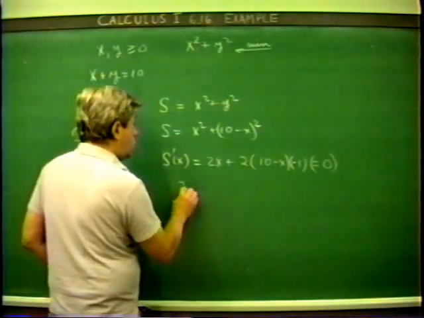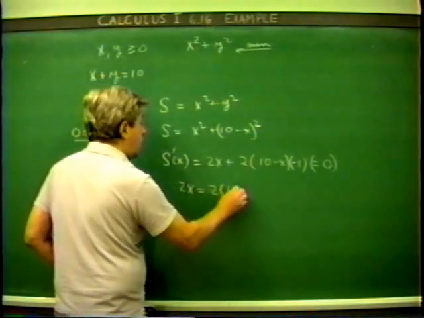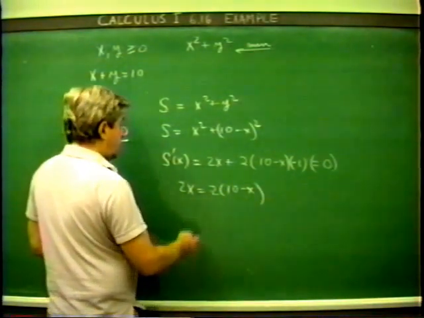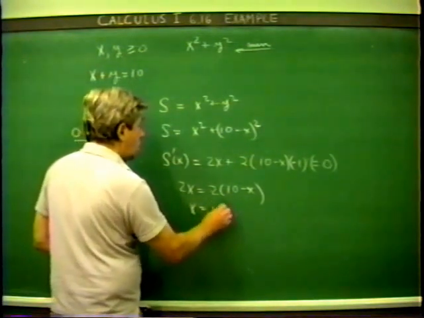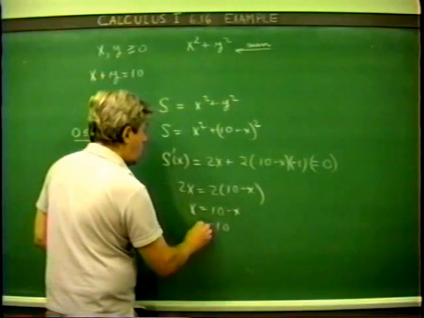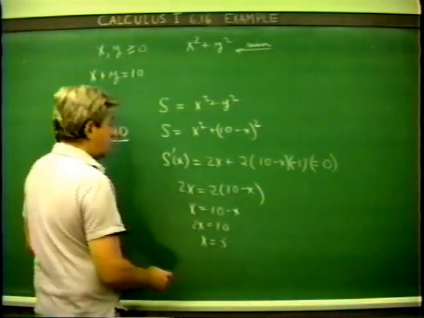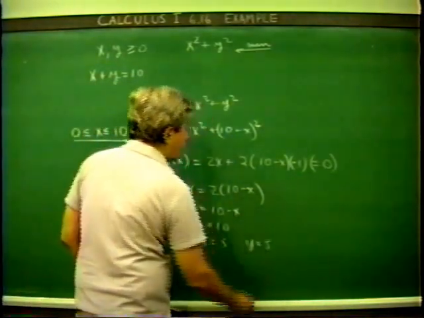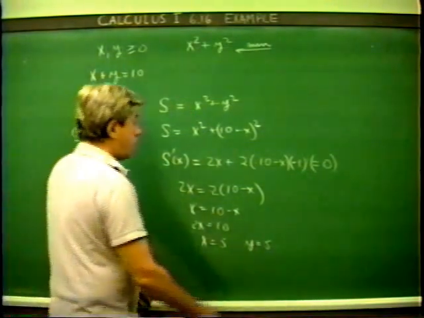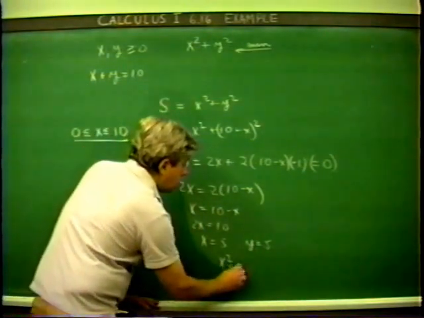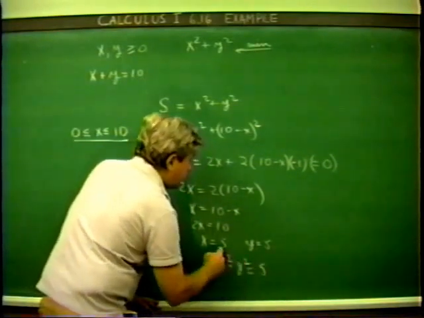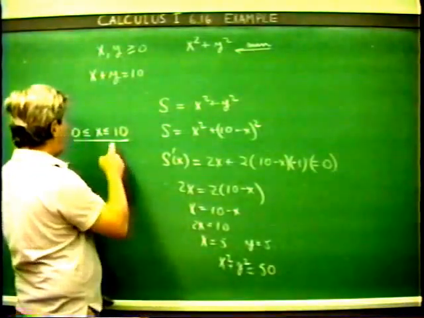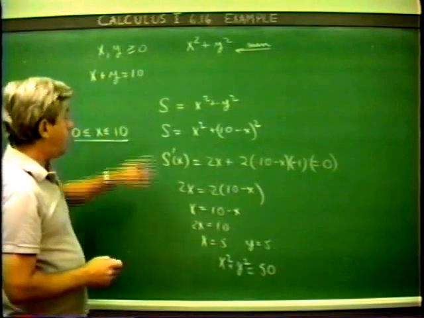All right, and we want to know when is this equal to 0? Well, it's going to be equal to 0 when 2x is equal to 2 times 10 minus x. That's to say when x is 10 minus x, 10 is 2x, or x is 5. Now, when x is equal to 5, the value of y is equal to 5, and the value of x squared plus y squared is 50, 25 plus 25.